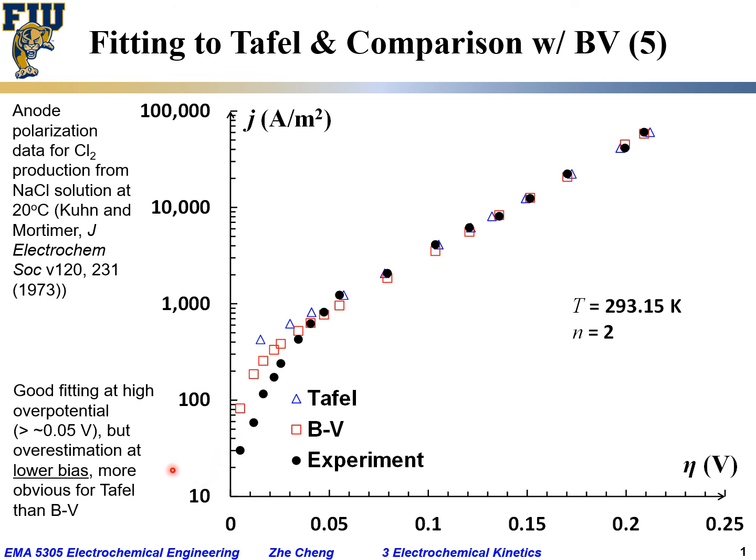And also one more thing is that this deviation between experimental value versus modeling is more significant or more obvious for the Tafel relationship than for the Butler-Volmer relationship. Okay.